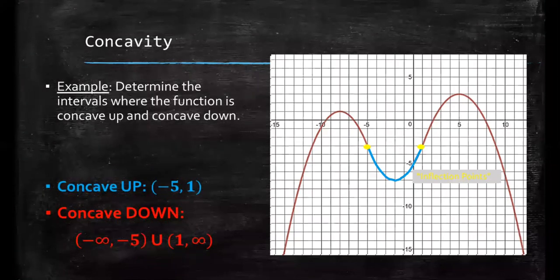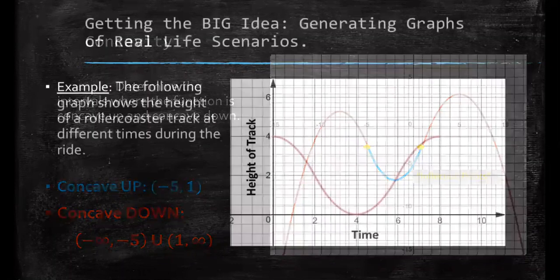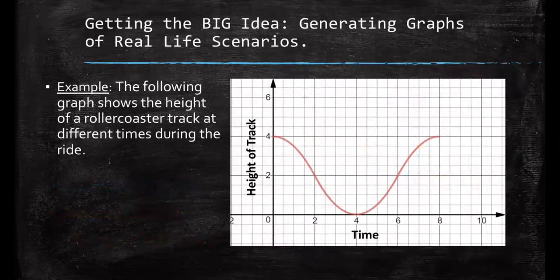So I feel like in general, this kind of seems like, okay, I get maybe what each one of these things are, but why is it important to identify all of these things? So we want to look at the big idea here, understand why all these different things are important elements of a graph. And we're going to do that by looking at this next example here. We're going to try and get the big idea by looking at this real life scenario. This particular graph shows the height of a roller coaster track over the time of the ride.